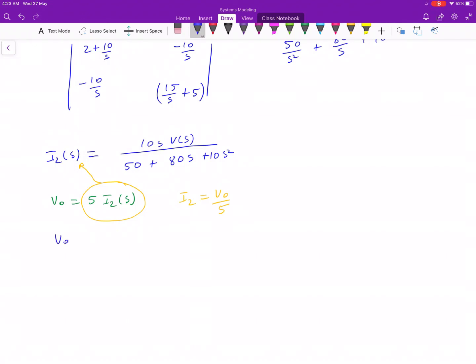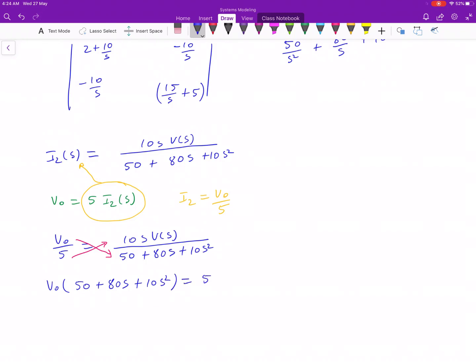So we have V naught over 5 is equal to 10s Vs over 50 plus 80s plus 10s squared, and all you have to do is cross multiply. This times that will give us, the first one, V naught times 50 plus 80s plus 10s squared is equal to 5 times 10, that's 50 s Vs.